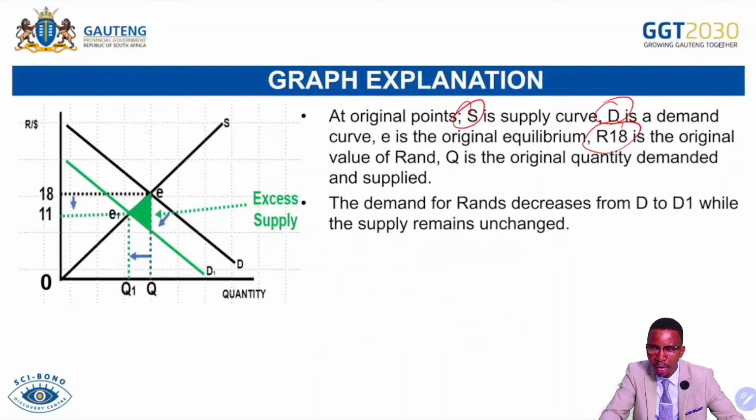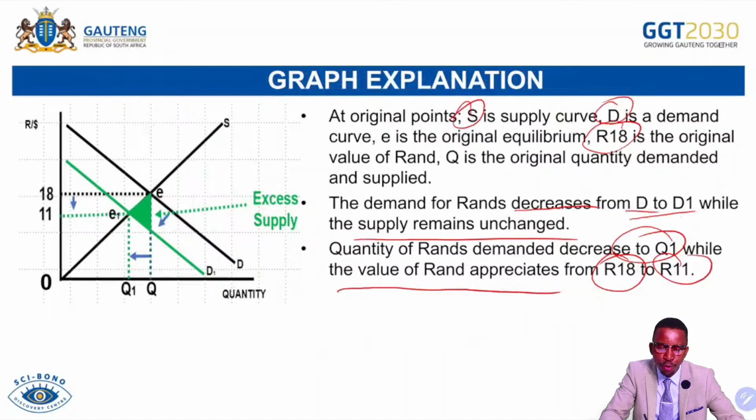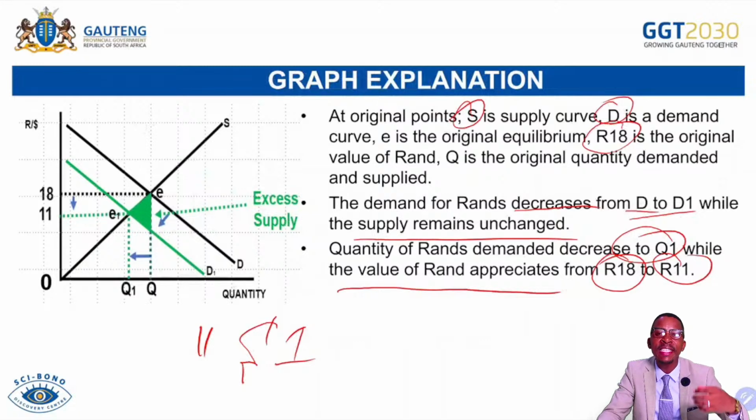Let's check. The demand for rand decreased from D to D1 while the supply remains unchanged. You can see on the graph it's not changing. Quantity of rands demanded decreased from Q to Q1, meaning now they are demanding less of South African rands while the value of the rand appreciates from 18 to 11 rand. Now we have to pay 11 rand to afford a single dollar, which becomes cheaper for us as South Africans. That means our rand has gained strength.